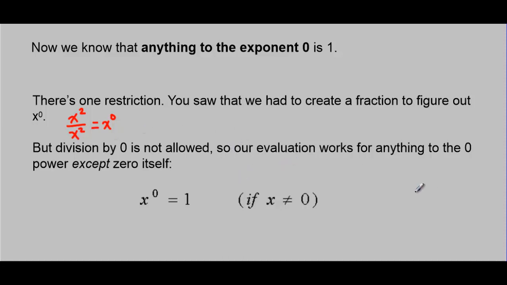The only time this logic doesn't work is if the thing that we are dividing by itself is the number 0. 0 divided by 0 is actually undefined. Anytime we divide anything by 0, even 0, we end up with undefined. It's not mathematically possible. So this rule works for any number except if the number is 0.